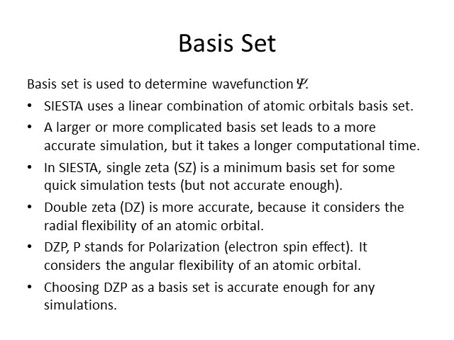DZP, the P stands for polarization, which considers electron spin effect in the wave function. And it considers the angular flexibility of atomic orbitals. Normally, we choose DZP as a basis set, which is already accurate enough for any type of simulation.